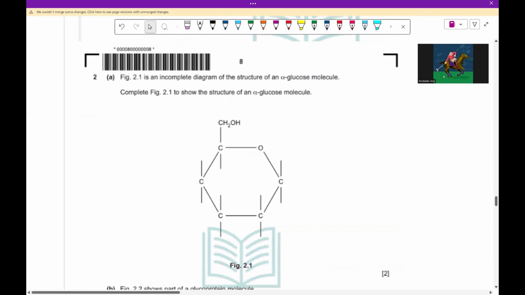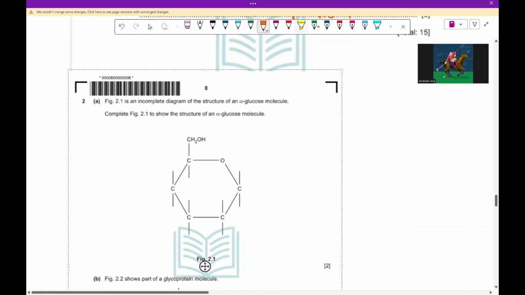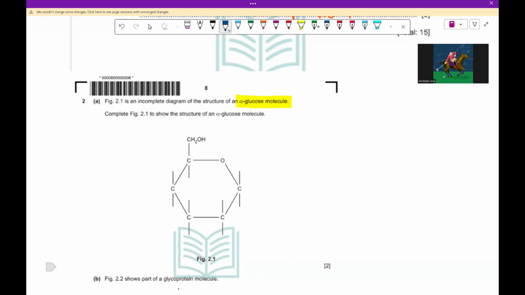To part A, 2.1 is an incomplete diagram of the structure of an alpha glucose molecule. We complete figure 2.1 to show the structure of an alpha glucose. Okay, so we know that the only difference between the alpha and the beta glucose molecule is this OH right here, right? In alpha, the OH is below the plane, and in beta, it's above the plane, and the rest is all the same.